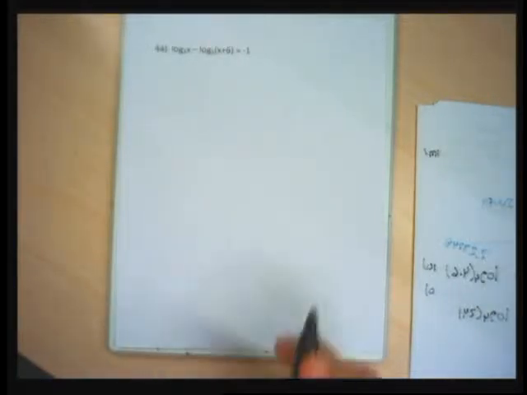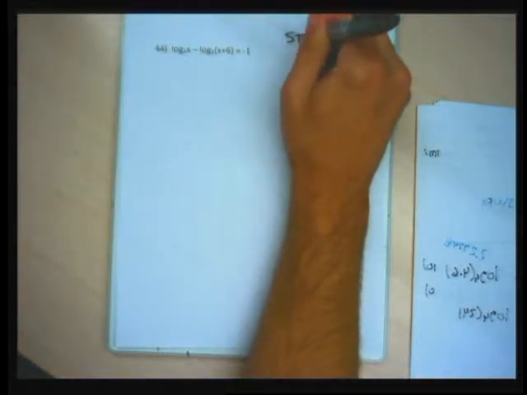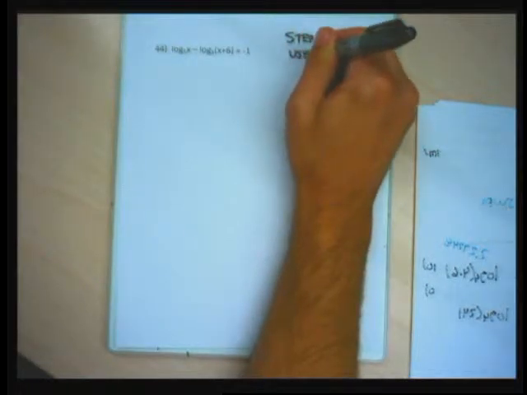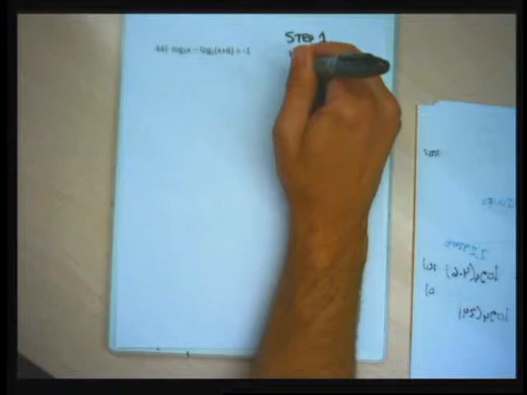The next group of problems, 44 and 46, what they have in common is they have two logarithms, but they're on the same side of the equation, and they have a minus sign. 44 and 46 I'm going to solve the same way. Step 1, I'm going to use the minus to divide rule.